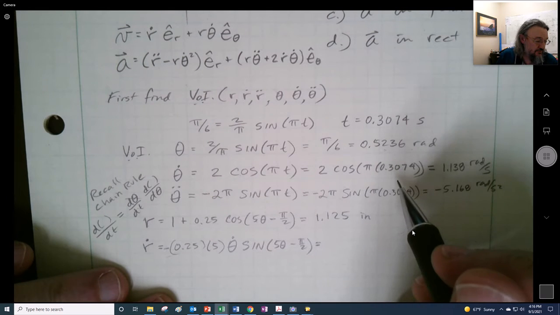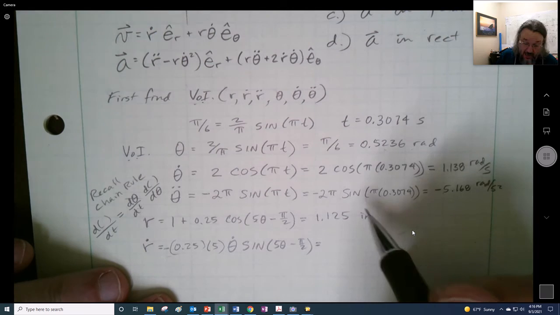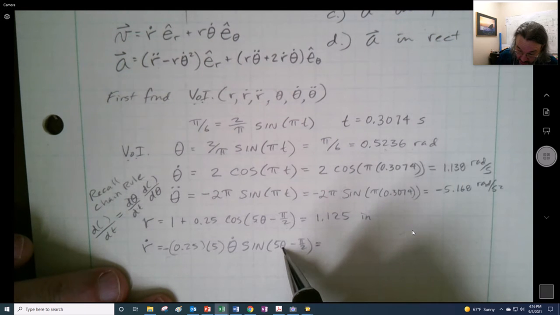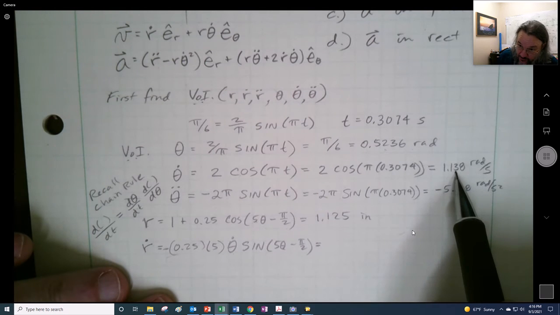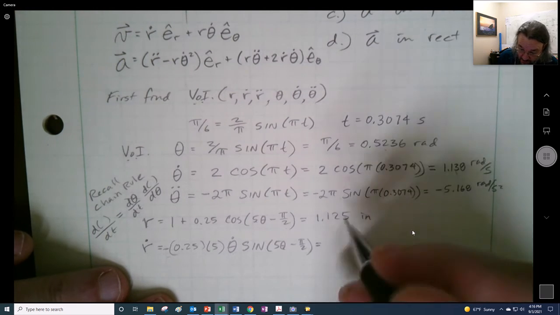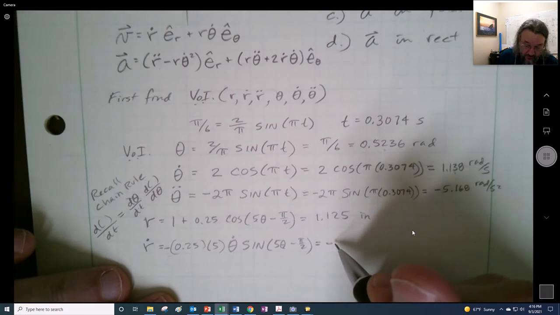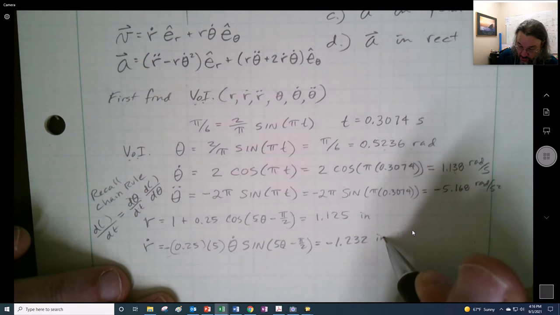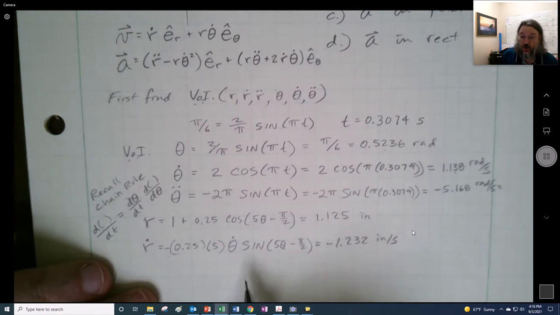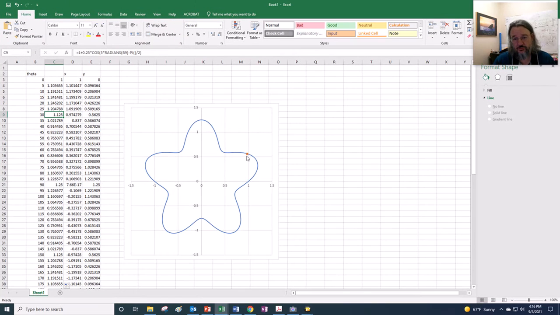I don't want to waste page space by shoving the numbers inside there, but I put in the theta that I know, which is once again pi over 6, and the theta dot that I got from up here. So I guess I'm going to be lazy. Okay, negative 1.232 inches per second, and that's r dot, and we have to think, does that make sense? We'll take a look here.